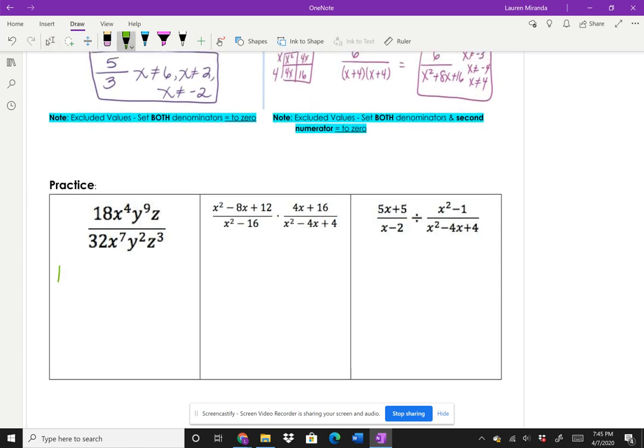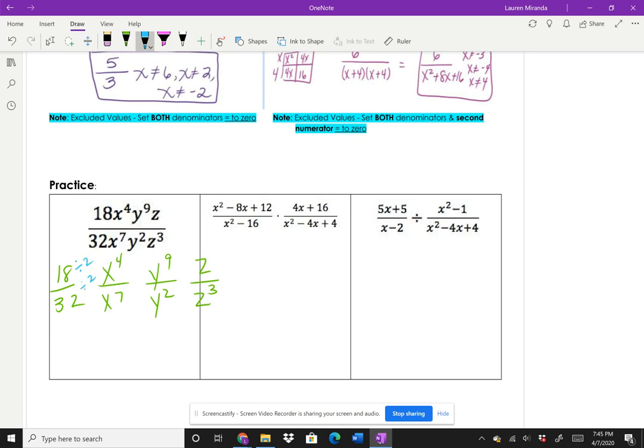So I have 18 over 32, x to the 4th over x to the 7th, y to the 9th over y squared, z over z to the 3rd. Okay, 18 and 32. I can divide these both by 2.